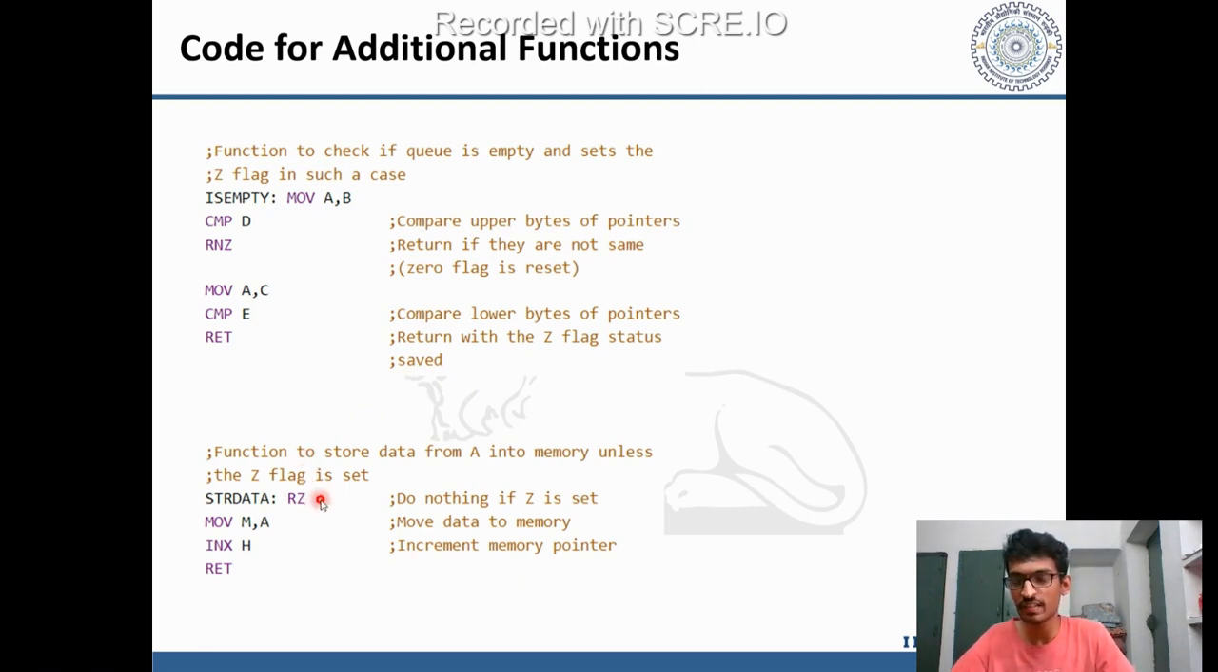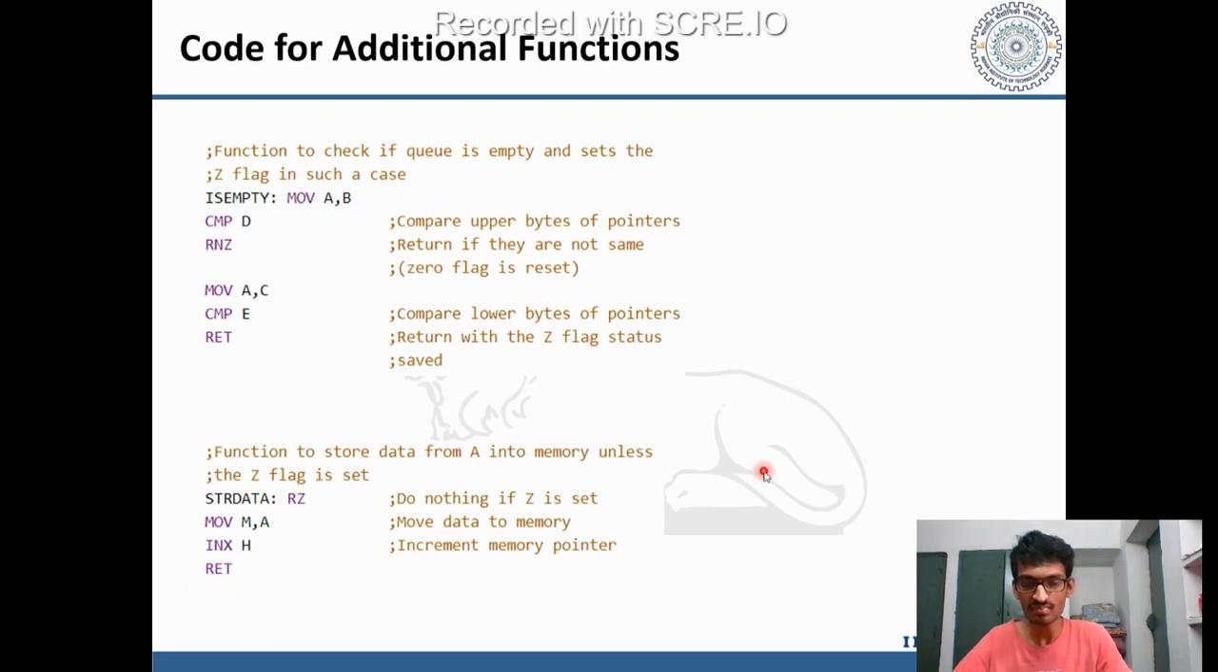Then finally, I've got another function that stores the data from A into the memory unless the Z flag is set. So here I'm using the Z flag as a kind of error checking. If the zero flag is set, I've written RZ, so it will automatically return and not store any data. If the zero flag is not set, then the value of the accumulator will get stored in the memory, and the memory pointer will get incremented so that we can store the next byte of data as the output, and then I return from the function.